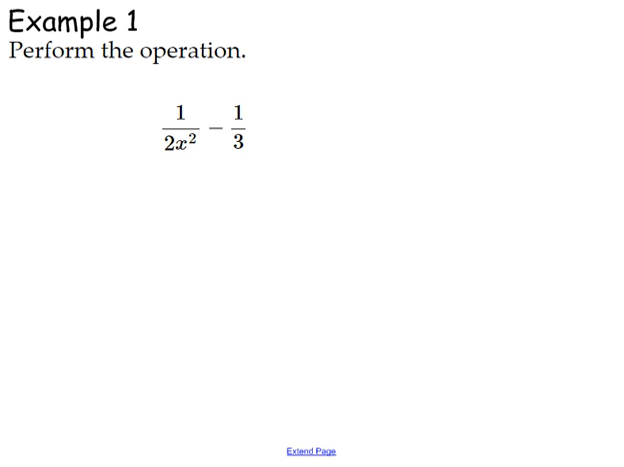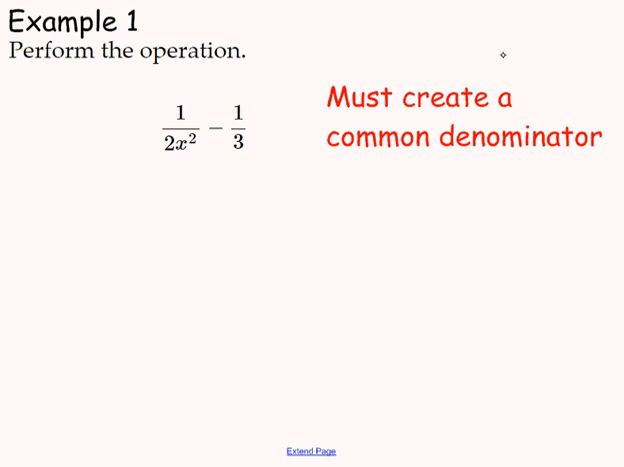So here's our first example. It says perform the operation. And here we are being asked to subtract two fractions, one of which has a variable raised to an exponent. So just like with fractions without variables, we need to create a common denominator. So let's begin by creating that common denominator.